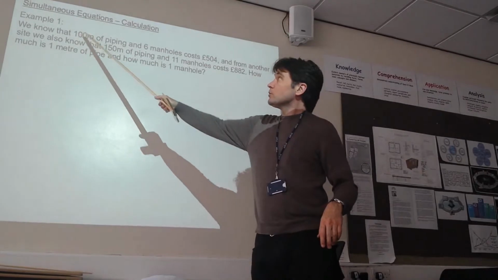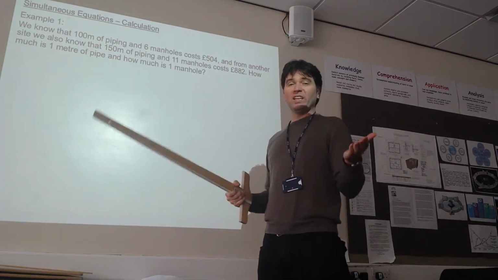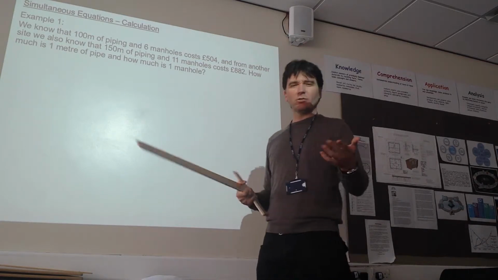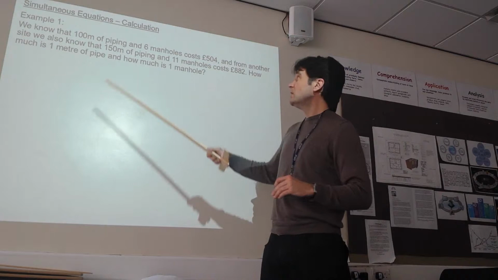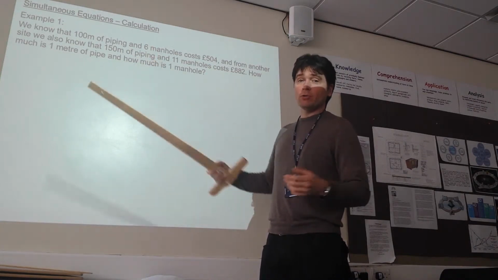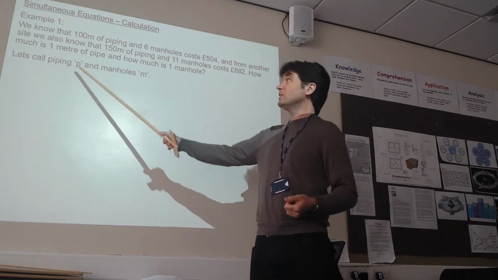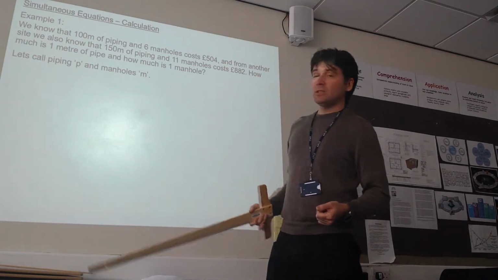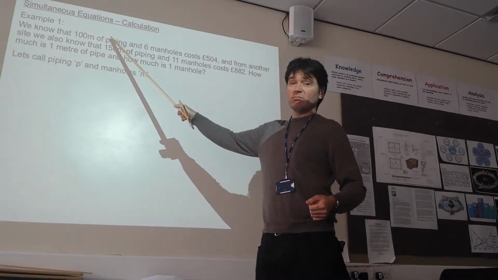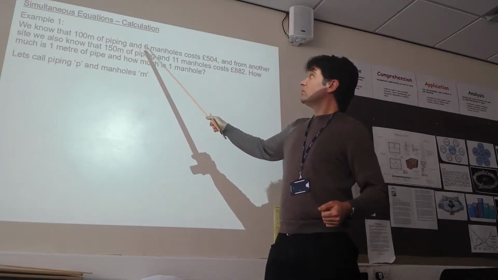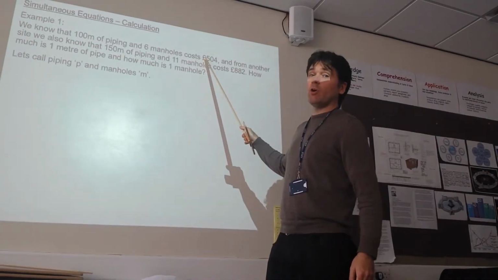So 100 metres of piping, instead of saying piping we'll say P, right? You've obviously heard of X and Y, that means anything, so in our case we're using pipes, P, and we'll use M for manholes. So this note I've put on screen captures that. We'll call piping P and manholes M. So instead of saying 100 metres of pipe, you could say 100p, add 6 manholes, 6m, equals 504.